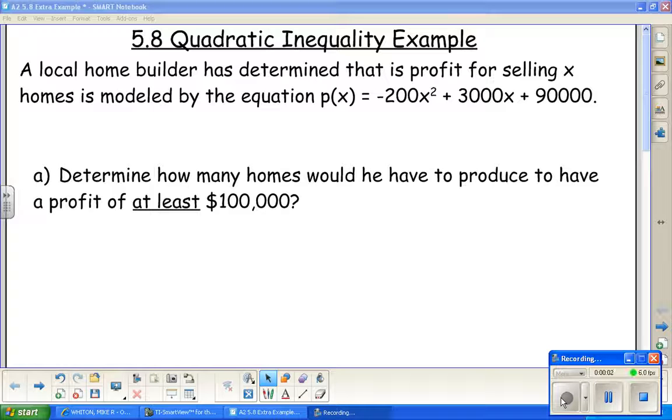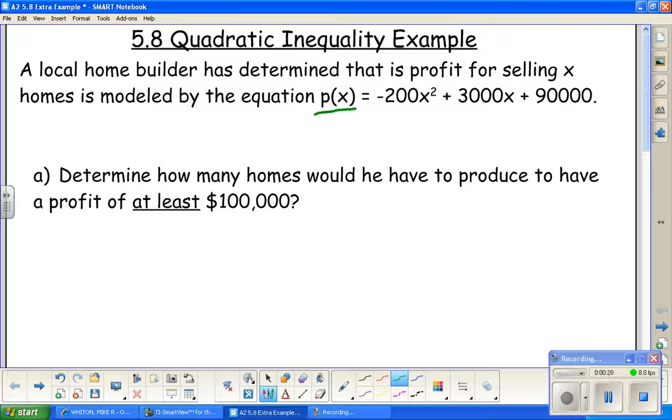Okay, so this will be another example from 5.8, the quadratic inequalities. So we have a little word problem here. A local home builder has determined his profit for selling X homes. So however many houses he sells, we could plug in for X, and we would get the profit P of X equals this big function here, negative 200X squared plus 3000X plus 90,000. So our question is, determine how many homes he would have to produce to have a profit of at least 100,000. Okay, so this is an inequality.